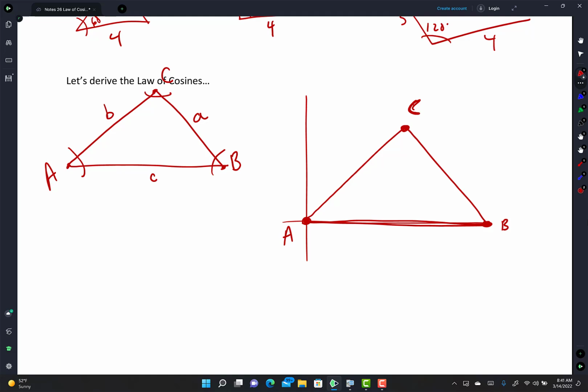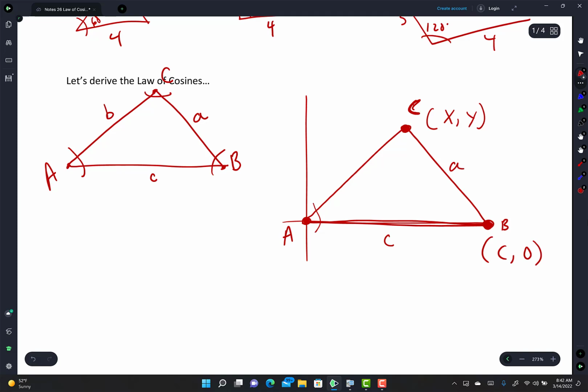Are we still all right? So there's angle A here, so that created little a, so this is still little a. This distance is still little c, so that means point B is c comma 0. Does that make sense to you guys? And then I'm going to call point C vertex C. I'm going to call this some x comma y, some coordinate. And of course, this is still little b.